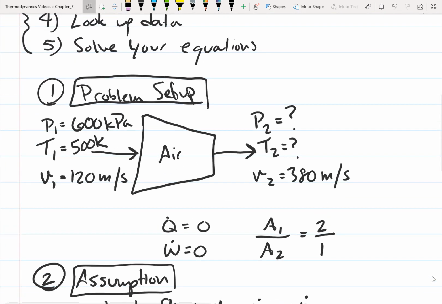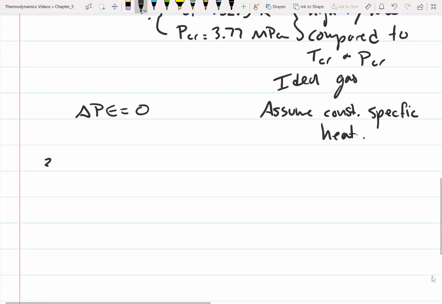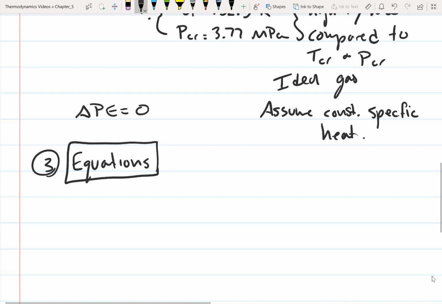So now step 3 is to write down the equations we're going to use. So 3, equations.